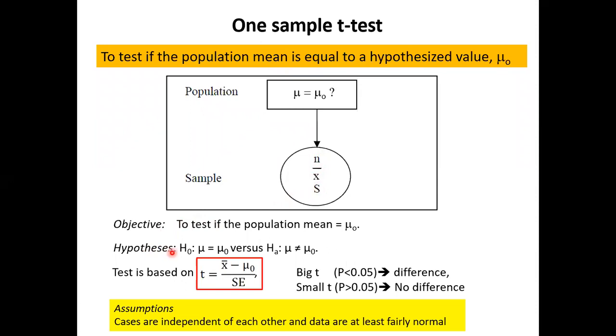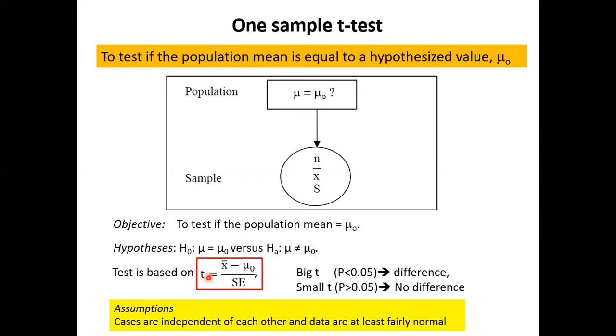The hypothesis: mu equals mu naught versus mu is not mu naught. You write the objective: to test if the population mean is mu naught. Now look at this equation. Don't go into the details of it. Look at the numerator, x bar minus mu naught. If x bar exactly equals mu naught, then t will be 0.